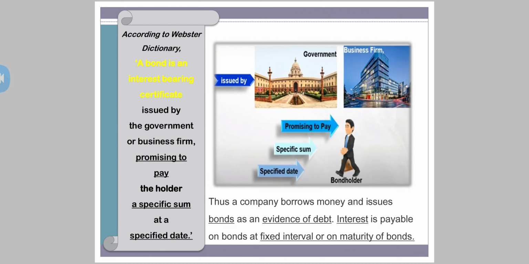Now interest is payable on bonds, as we have already seen, at fixed interval or on maturity of bonds. At fixed interval, you can say every year, every 2 years, or the interest could be paid all together on the maturity date when the bond is going to be matured. That is, it will be paid off. So this is a definition for the bonds. Now, on the basis of this meaning and definition, there are 4 features given in the textbook which we are going to see now.